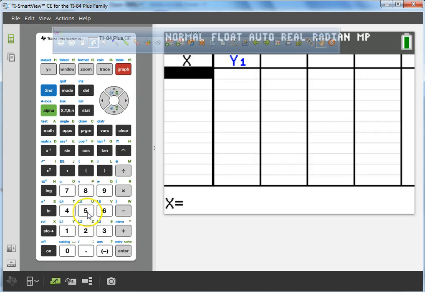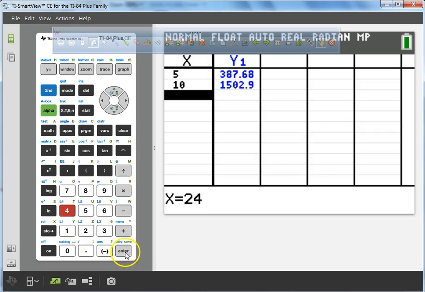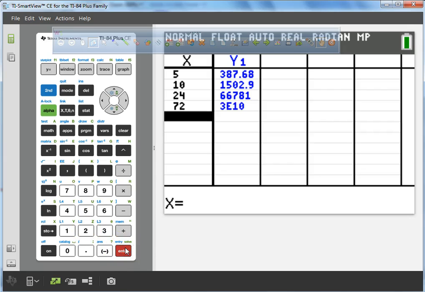So watch this. Now I can type in a 5 and say, I want to know 5. What was another one I wanted to know? 10. I want to know 10. What was the other one? 24. And what was the last one? 72. So that's kind of a cool feature in the graphing calculator. You get to ask it.